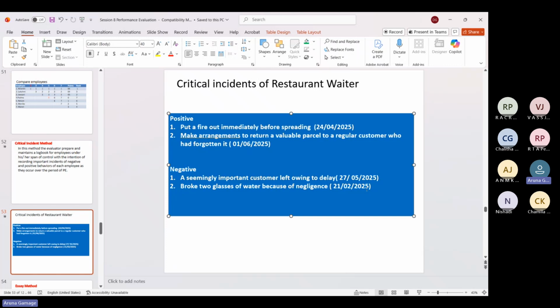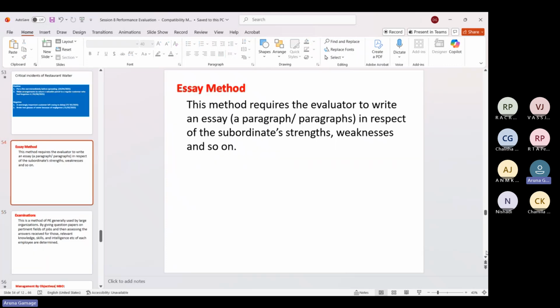A good method. But most evaluators do not like it because they have to take time to keep some entries. Another method is very easy. You ask the evaluator to write an essay, so that they can write strengths and weaknesses in terms of an essay.